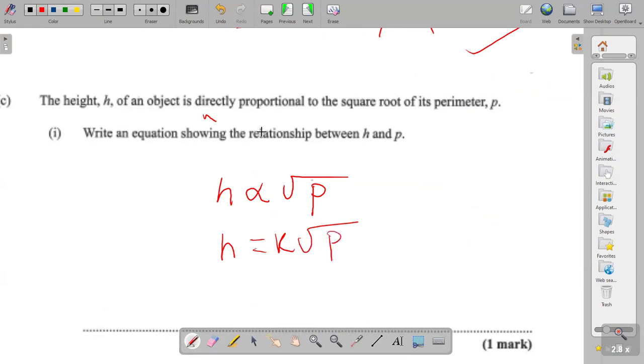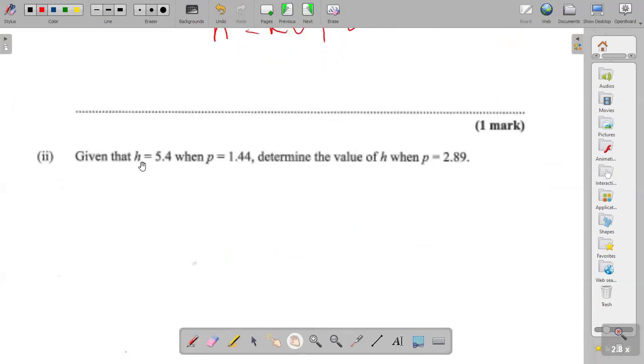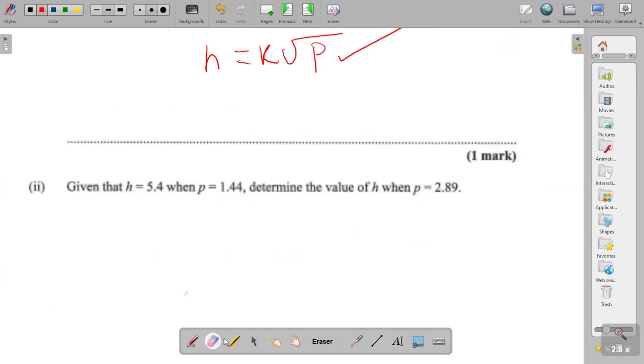All right. So it's a write an equation showing the relationship between H and P. Even without looking at what this question asks us for, we do it here. That's it. Now they give us some substitution questions because that's literally what this topic is about. Once you know the formula, which you can generate on your own based on how I just teach you, you literally just substitute the values. They give you the value of H and they give you the value of P.